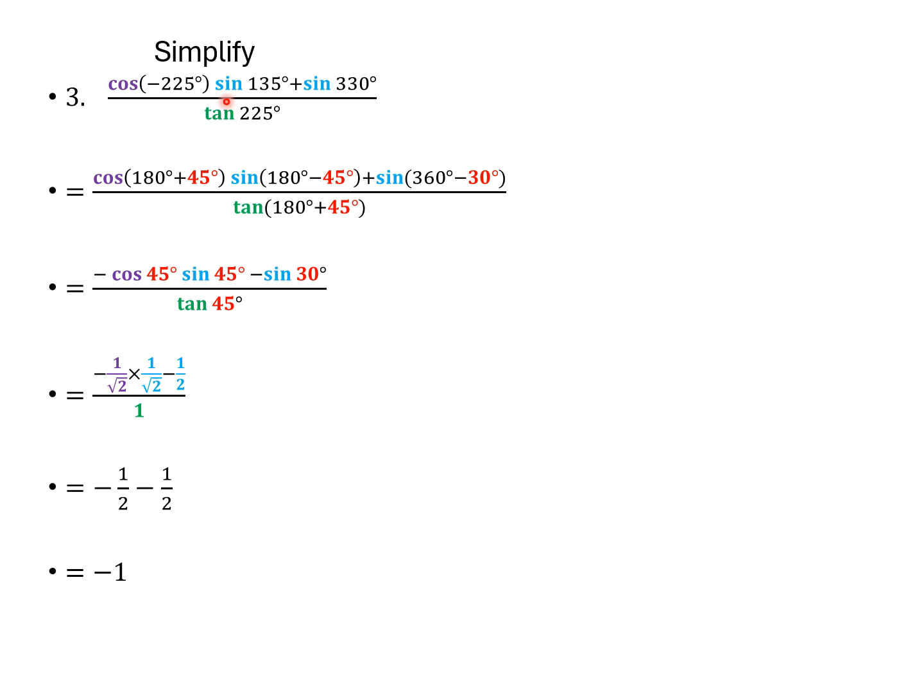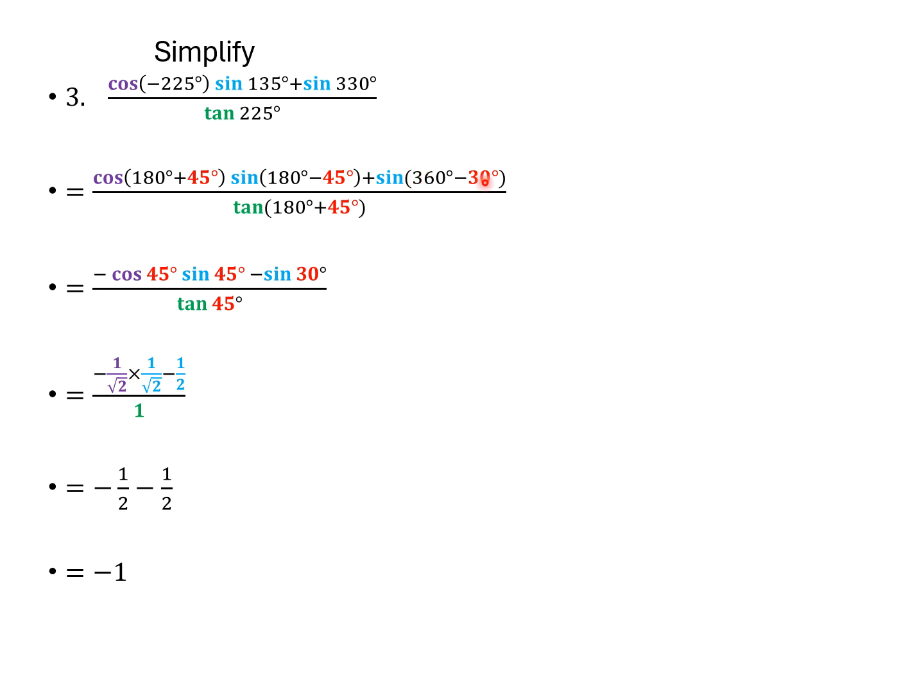So cos negative 225 sine 135 plus sine 330 divided by tan 225. Negative angle, fourth quadrant, so cos is positive. Now because it's positive 225, I can write it as 180 plus 45. That gives me 225. For 135, 180 minus 45 would give me 135.